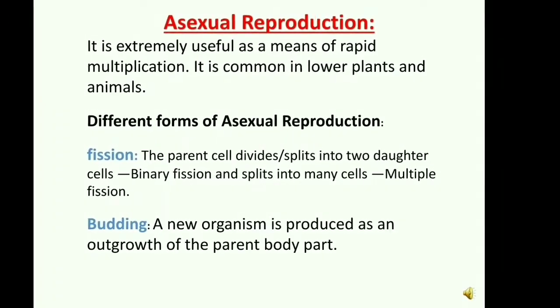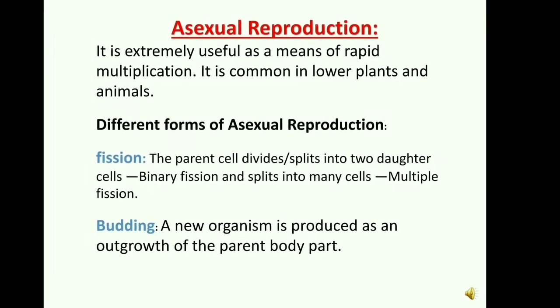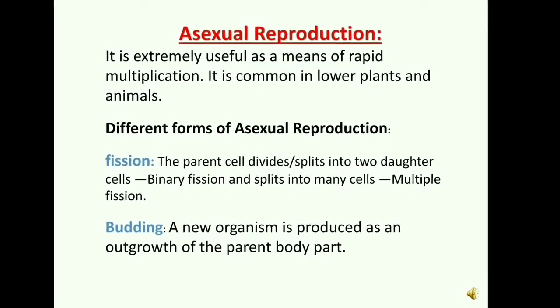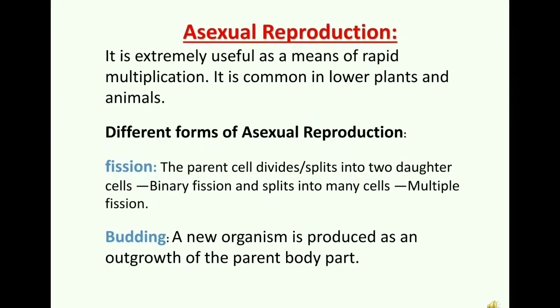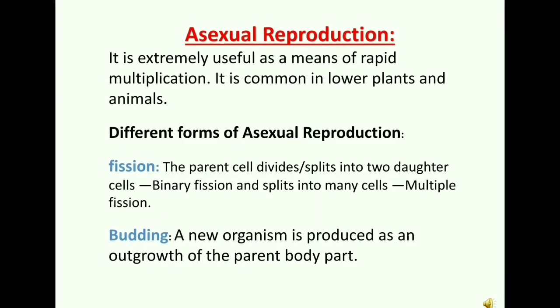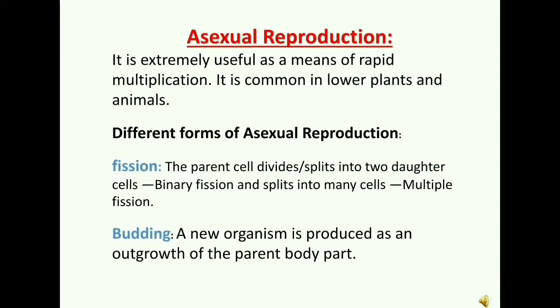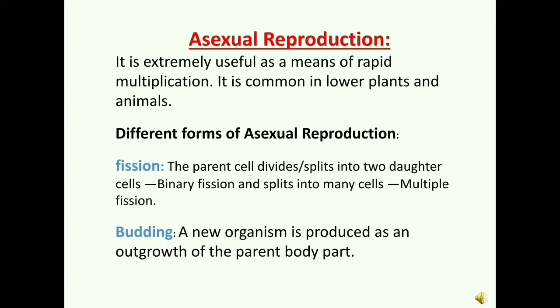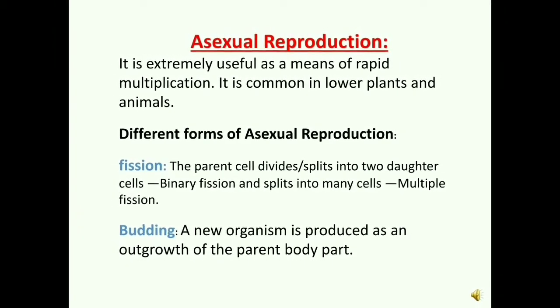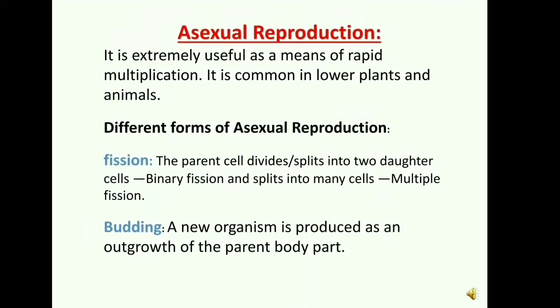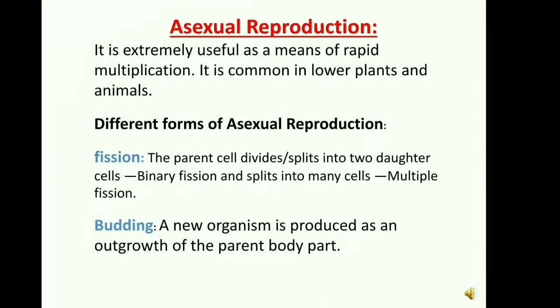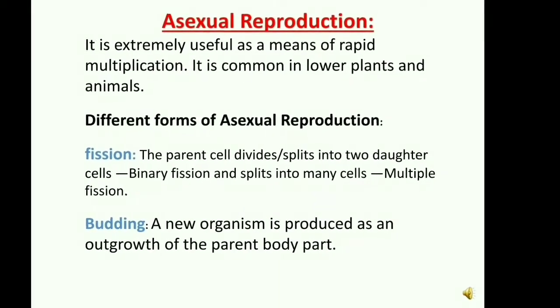Different forms of asexual reproduction. Fission. The parent cell divides or splits into two daughter cells. That's binary fission. When the parent cell divides or splits into many cells, then it is multiple fission. Budding. A new organism is produced as an outgrowth of the parent body part, then it is called budding.